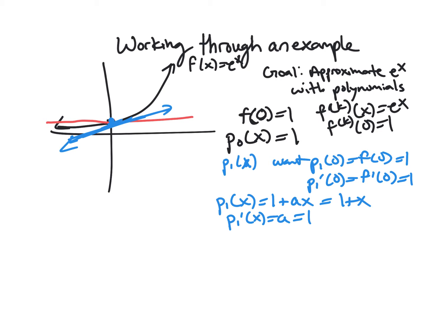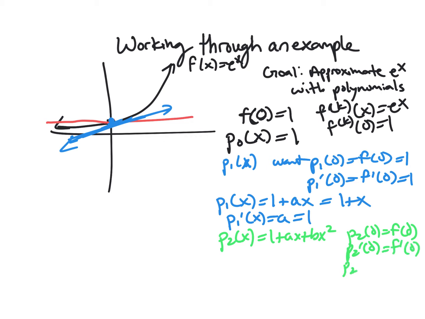So then what can we do next? Next, we go up another degree. We're looking for a quadratic, so 1 plus ax plus bx squared, say, where p2 of 0 is f of 0, and p2 prime is f prime, so the slope is shared. And then we can add one more thing on top. We can ensure that concavity is also the same, or that the second derivative is the same at this point.